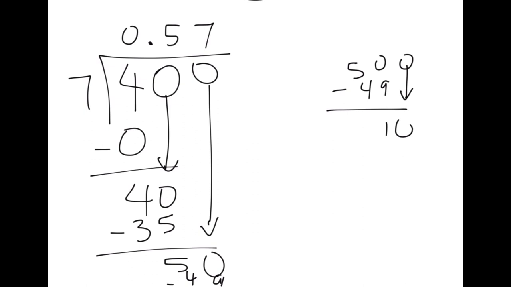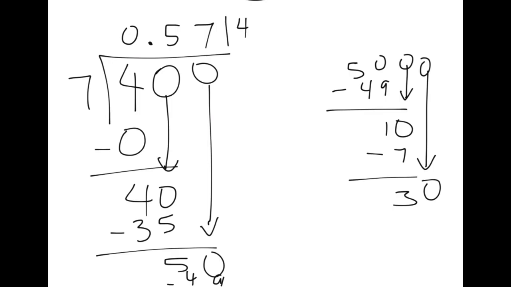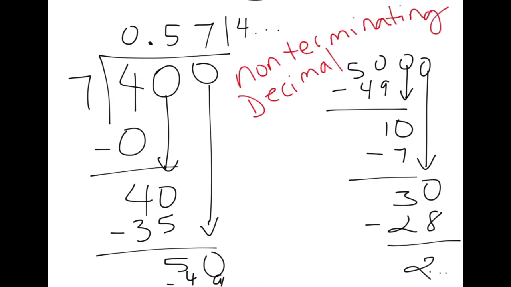I add another 0. So that's 10. 7 goes into 10 1 time. 1 times 7 is 7. Subtraction. I have 3. I add another 0. 7 goes into 30 4 times. 4 times 7 is 28. I have the remainder of 2. I can go on and on and on. So this is a non-terminating decimal. So we just have to decide where to stop.